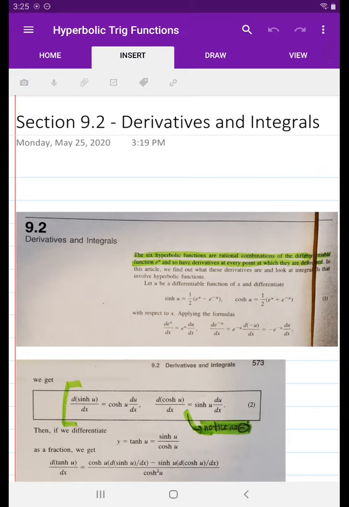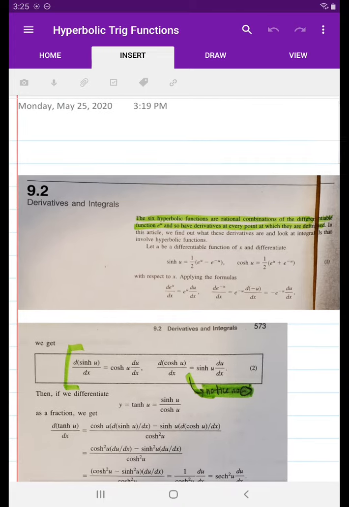AP Calc BC. In this video, or this section, we're going to do section 9.2, which is the derivatives and the integrals of the hyperbolic trig functions. So just like we can take the derivatives and integrals of our other trig functions, we can do the same thing with the hyperbolic trig functions.